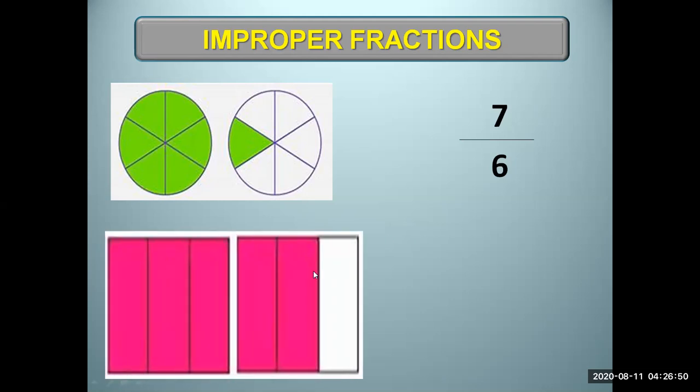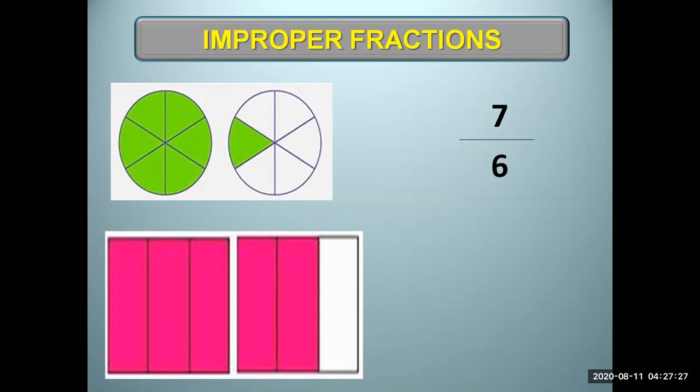Let's take another example. Two rectangles are here, and each of them is divided into 3 equal parts, similar rectangles, but in the first rectangle all the 3 parts are colored pink, whereas in the second rectangle only 2 parts are colored pink. How many parts are there in one rectangle? There are 3, so our denominator will be 3, right? How many parts are colored pink? In total, there are 5 parts pink. So we say our numerator will be 5.